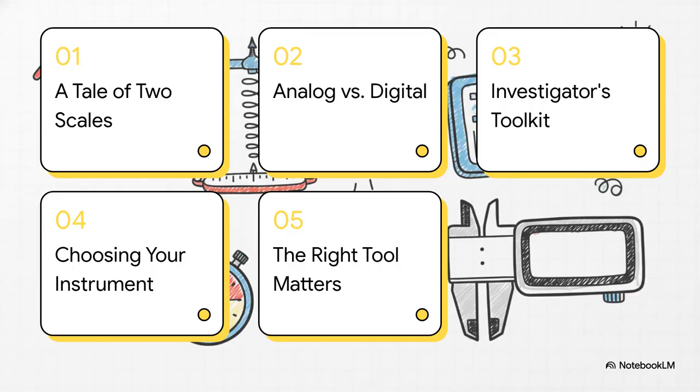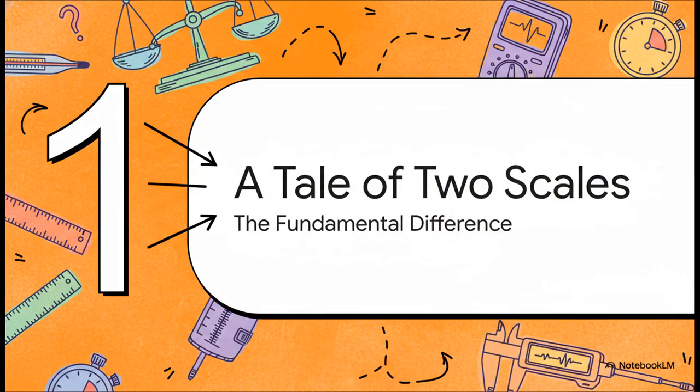To get to the bottom of this, here's our game plan. We'll start with a tale of two scales to really get the fundamental difference. Then we'll build our investigator's toolkit with some key scientific concepts. After that, we'll figure out how to choose your instrument. And finally, we'll deliver the verdict on why the right tool matters.